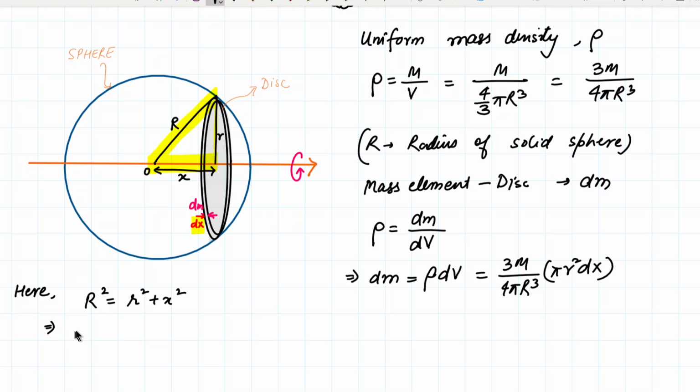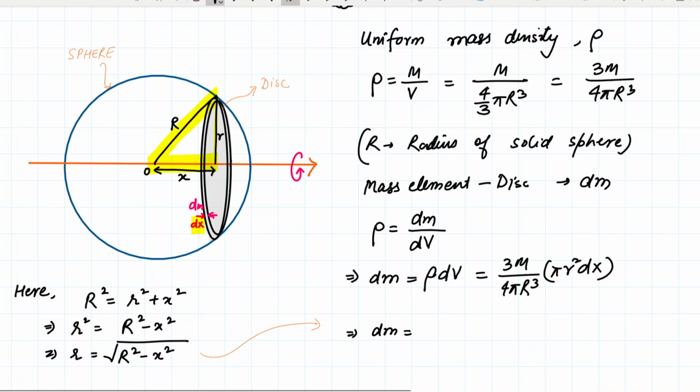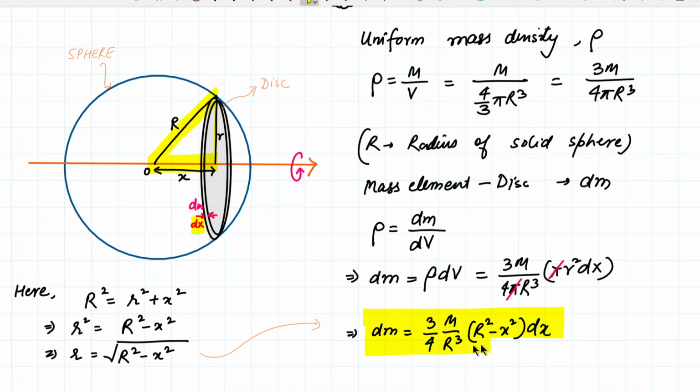Alright, so you can say that small r square is equal to capital R square minus x square, and small r is equal to root over capital R square minus x square. So if you substitute this here, it simply becomes dm is equal to, here your pi gets cancelled, and you're left with 3 upon 4 m upon r cube. R square is nothing but capital R square minus x square dx. This is your mass of the disk element.